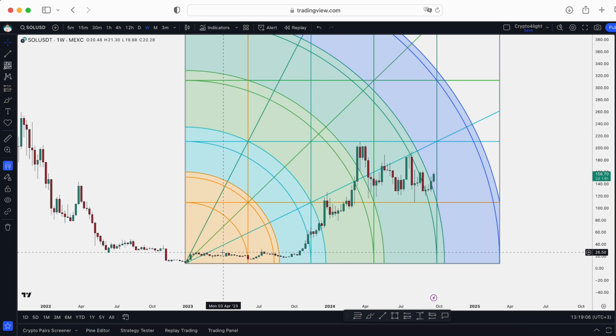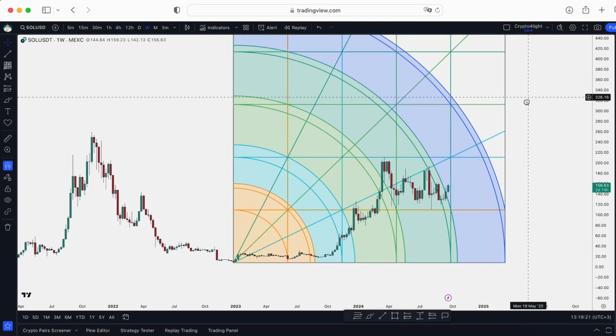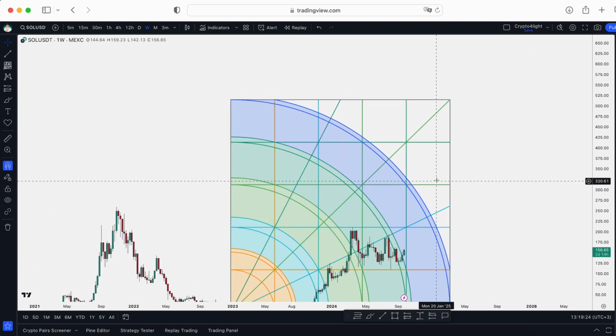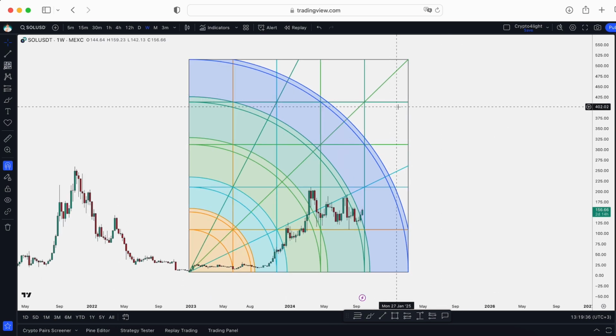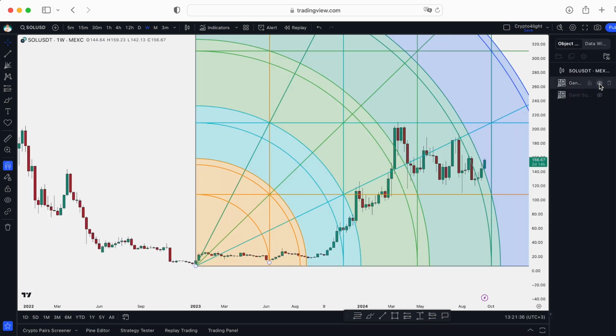We can confirm that the levels are legit. Based on these identified levels, we can say here the next resistance is 211, next one is 312, and 414 for SOL. But it's hard to say about the timing. By timing, the box in this case ended at March 2025. Let's hide the square box.